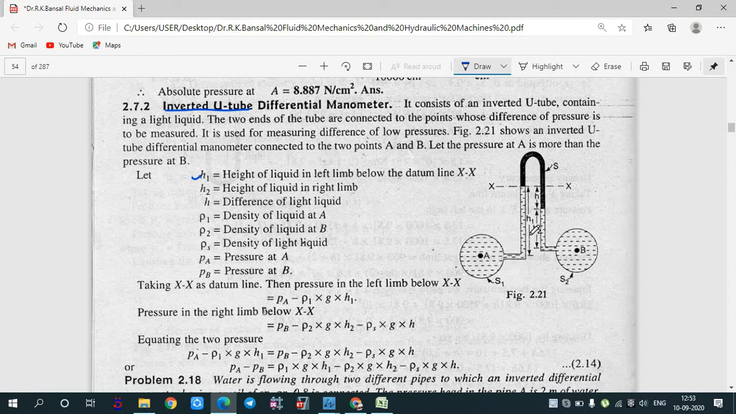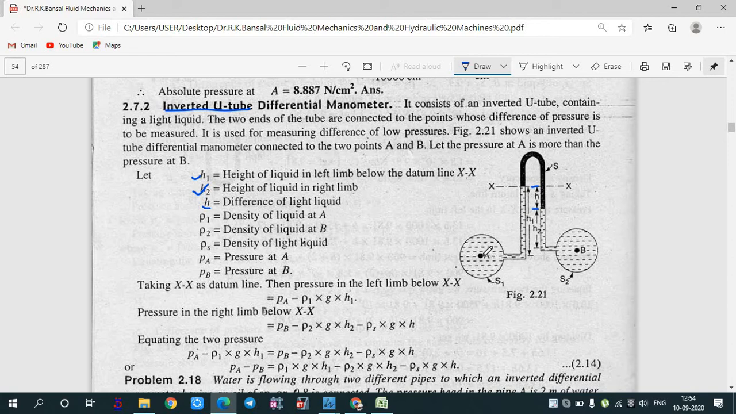From the center to the datum line, it has a height of H1, which is in the left limb. The second liquid height is given as H2, from the center to this height. And H will be the difference of the light liquid. As you can see, the light liquid, the darker one which has been shown, is in both limbs, the left as well as the right limb. So the difference of that is given as H.